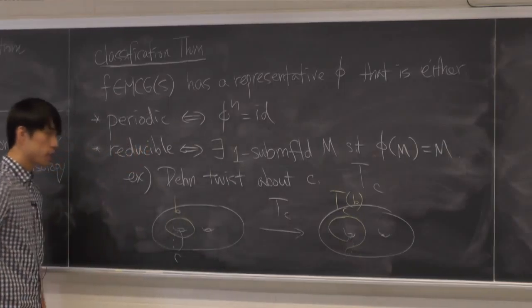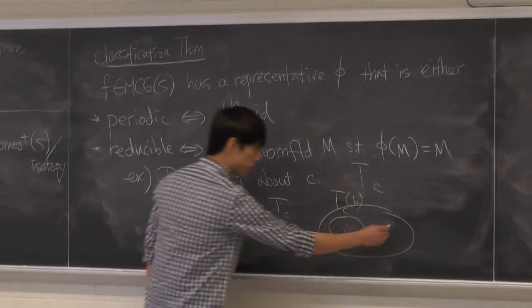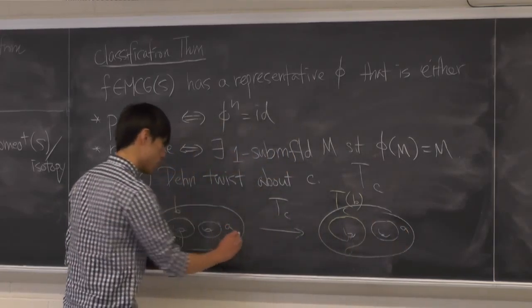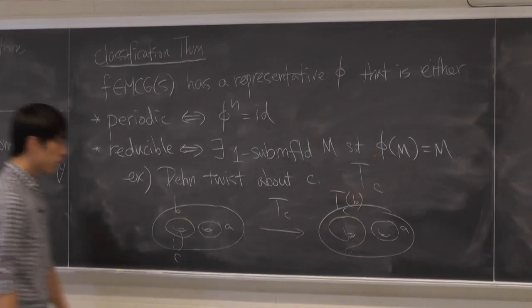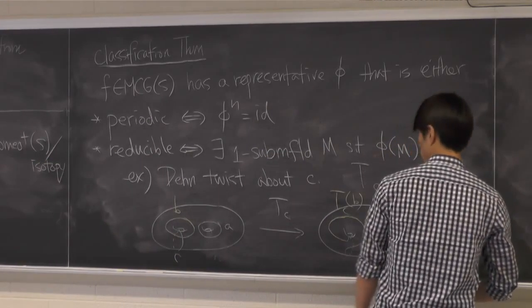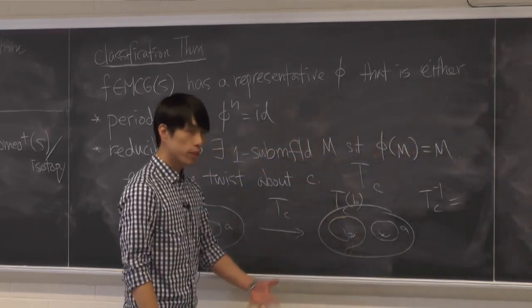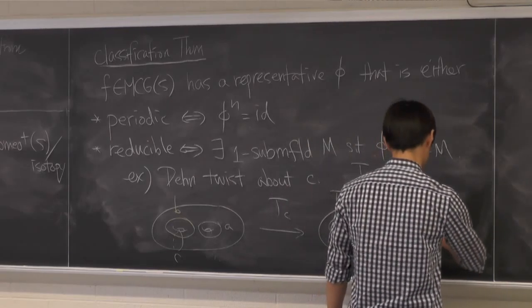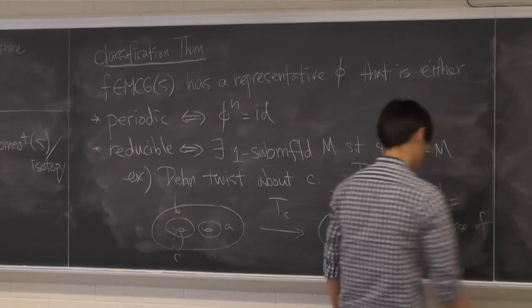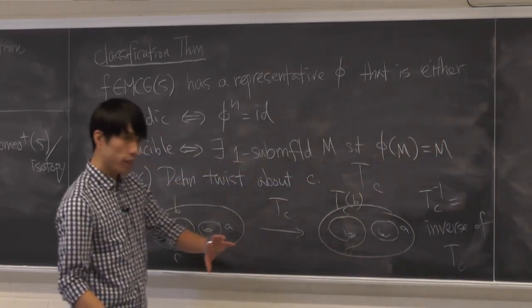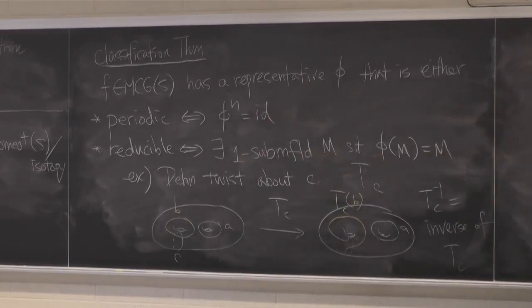And we can easily see that there is a curve preserved by this Dehn twist, so it's a reducible mapping class. The negative Dehn twist is the inverse of that. Basically it rotates in the reverse direction, and that's the negative Dehn twist.